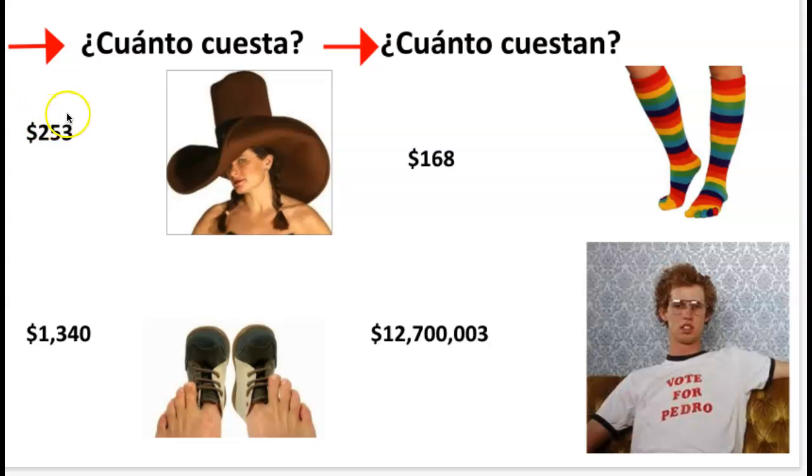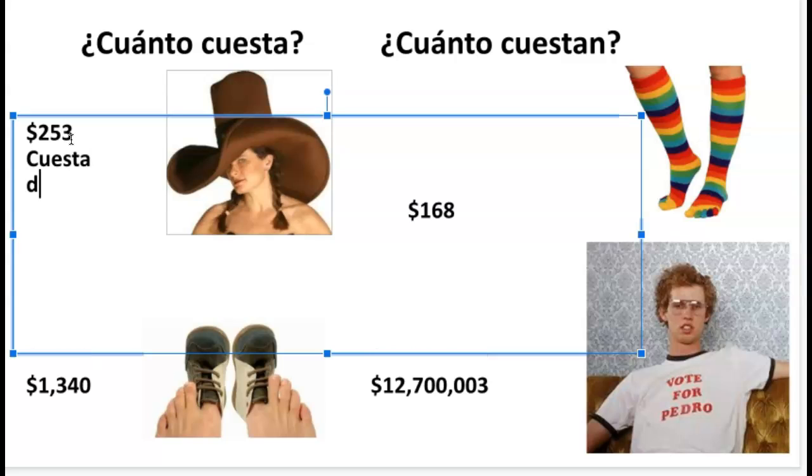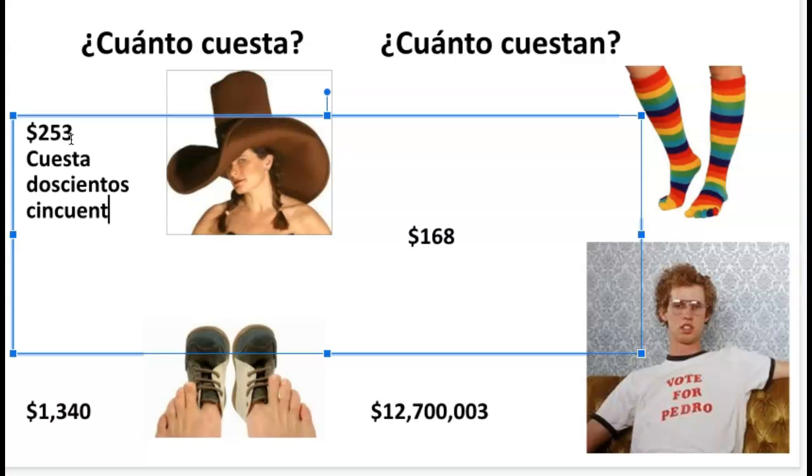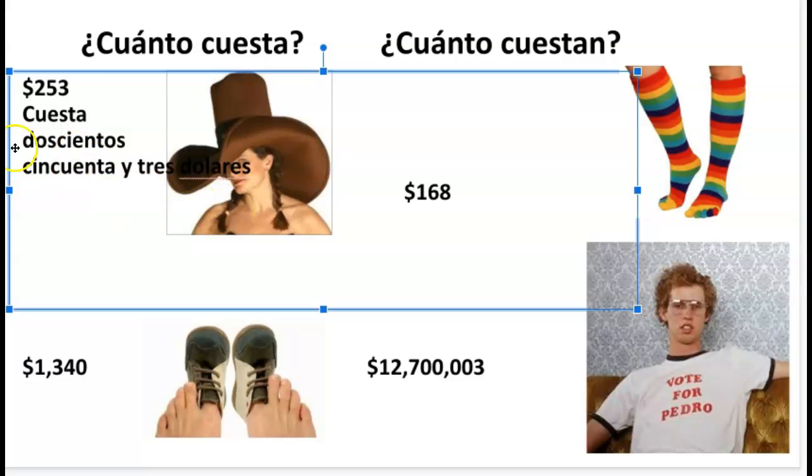Good. How do I answer that question? What will I do to answer that question? Good. I'm going to use cuesta and then my price. $253. So cuesta because it's a singular item. Cuesta $253.